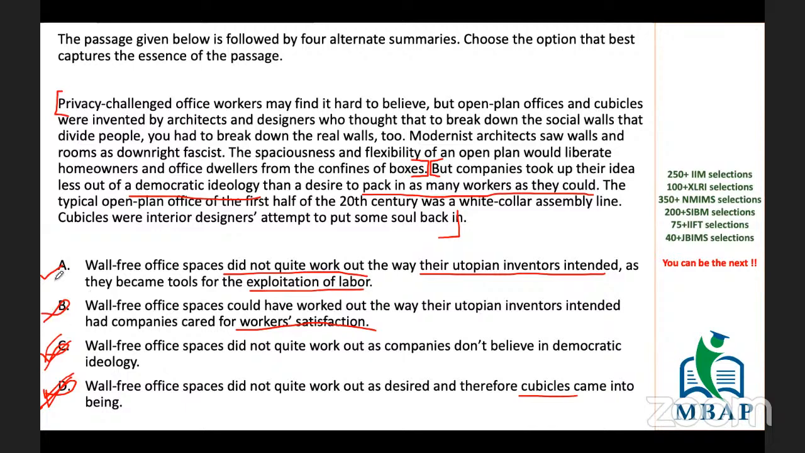I'm eliminating B because I have a better option as compared to B, which is more appropriate, more elaborated, and more specified. So hence A becomes my answer. I hope I'm clear with my idea. Any doubt, any question?